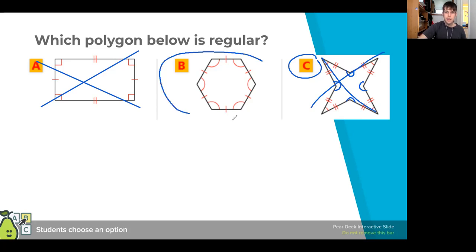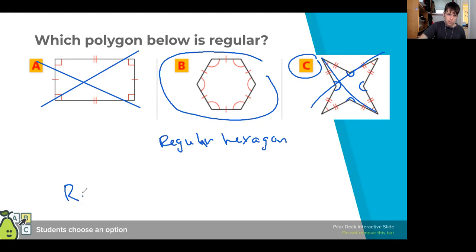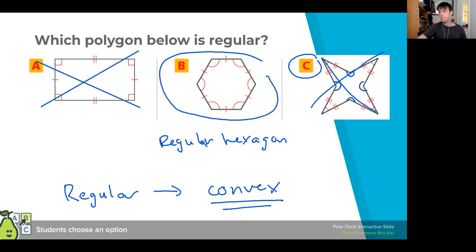It is this hexagon here. 1, 2, 3, 4, 5, 6. All the sides are the same, and all of the interior angles are the same. So the hexagon here in the middle is a regular hexagon. As an aside, if a shape is regular, it will also be convex. And this one, obviously not convex. If it is regular, it will also be convex.